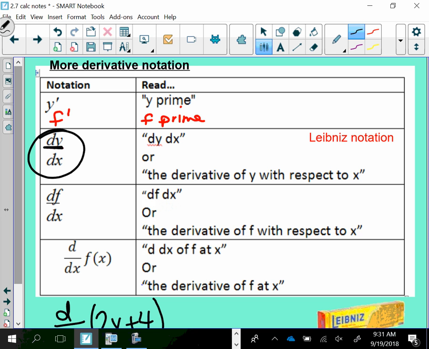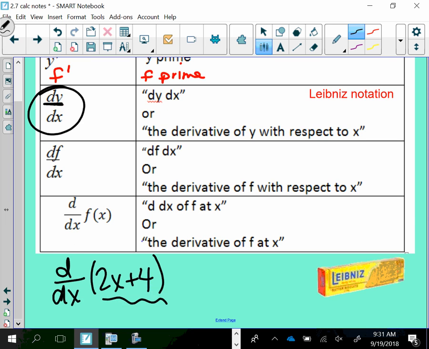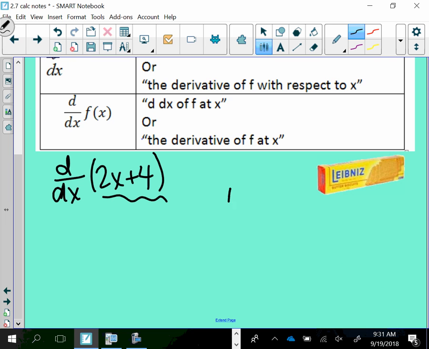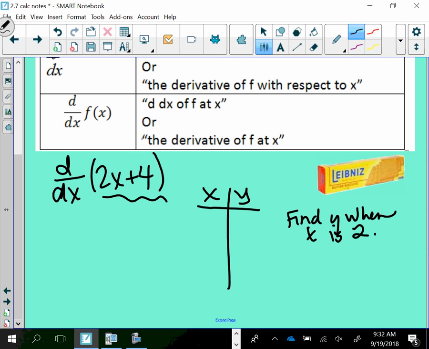It's sort of like the function notation. Remember, when you were in algebra, you were strictly x and y. Then you said find y when x is 2, and you did y equals 2x plus 4, and you got y equals 8. But later on, you said f of 2 is 8, and that gives you the ordered pair in one statement.